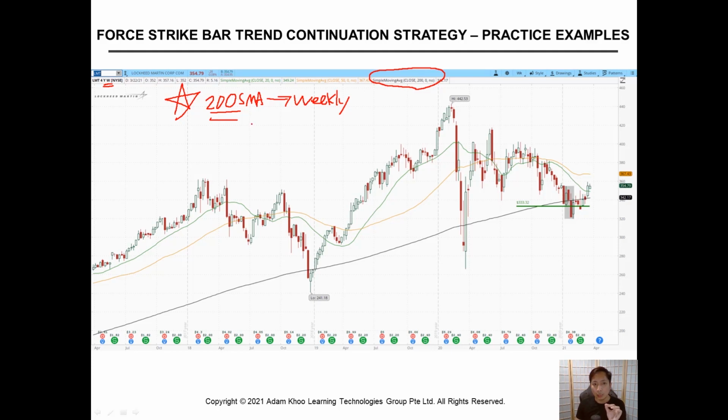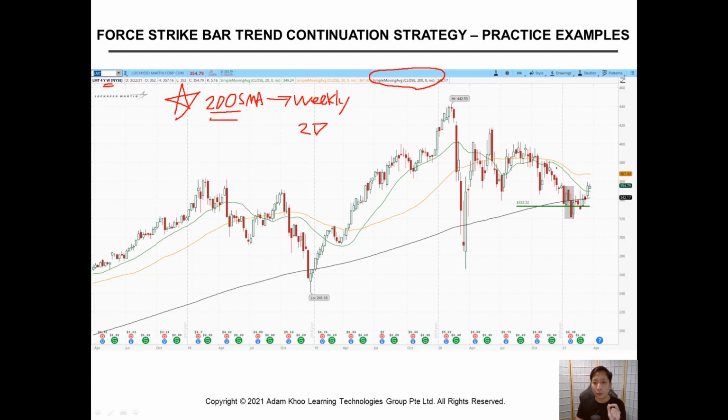And take note, if there is a bullish FS or bearish FS that occurs on the 200 SMA, okay, to me it is a very, very high probability scenario. Okay, only for the weekly chart. For the 2 days chart, right, stick to the 20 and 50 SMA. Don't use the 200 day SMA. Okay, this is only for the weekly chart. You add in the 200-day SMA.